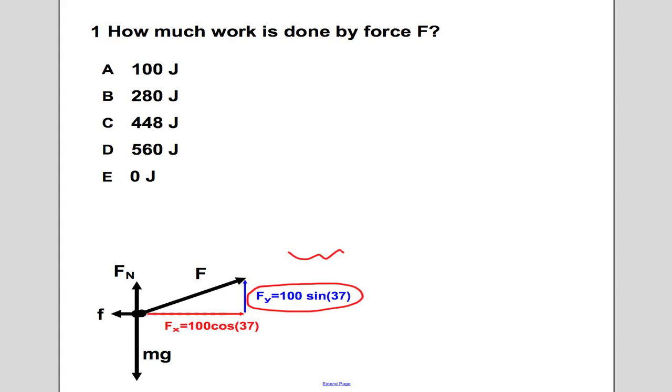Similarly, the work done by the normal force is 0, and also the work done by gravity is 0. So the only forces we worried about is going to be the work done by the frictional force and the work done by the x component of the applied force. So let's calculate how much work is done by the applied force.